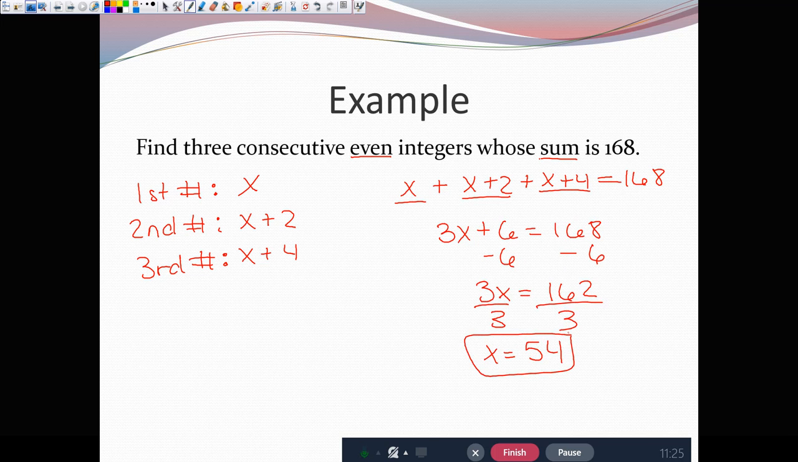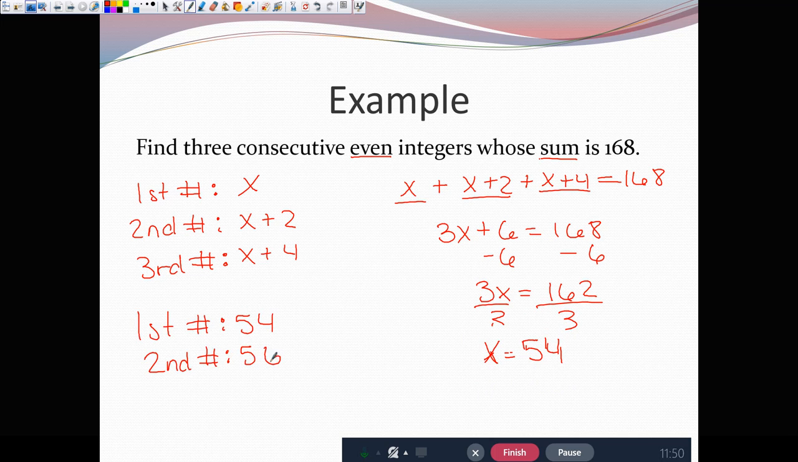But that's not done yet. Okay, so my first number is 54. However, what is my second number going to be? 56. And my third number? 58.